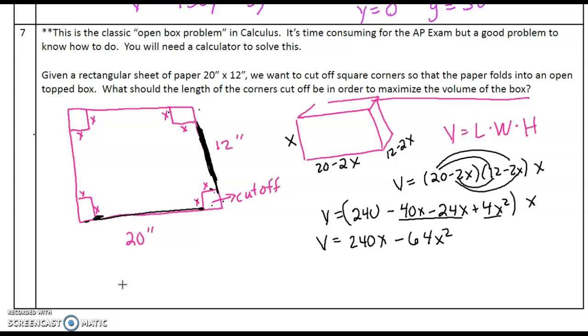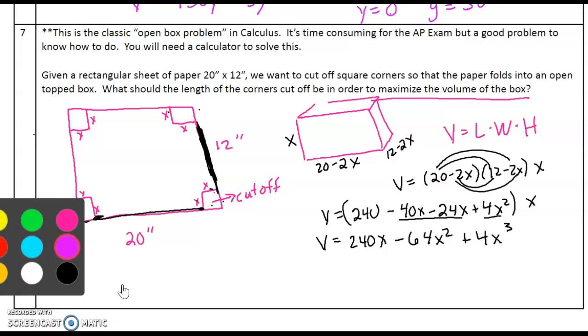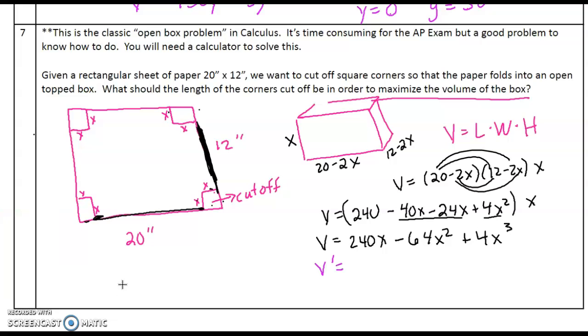And then that times that. And I'm not even putting them in order because honestly, we don't care. So if I want to maximize that, we're going to take our derivative. So 240 minus 128 plus 12x squared. And then they actually tell us that we need a calculator. So I can reduce this, but if I'm going to use a calculator anyway, we want to know when this equals 0.